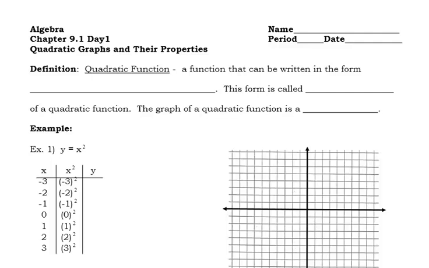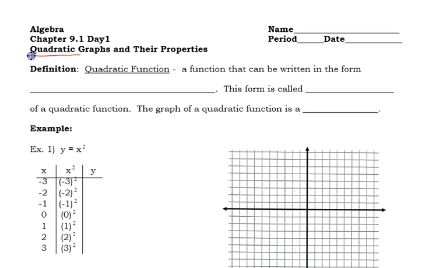Today we're going to be starting Chapter 9, so you need a new tab in your binders and label it Chapter 9. And Chapter 9 is all about quadratic equations, quadratic graphs, and their properties. We've already looked at quadratic graphs before, and now what we're going to be doing is graphing them some more, and we're going to be solving quadratic equations. We're going to talk about quadratic functions.